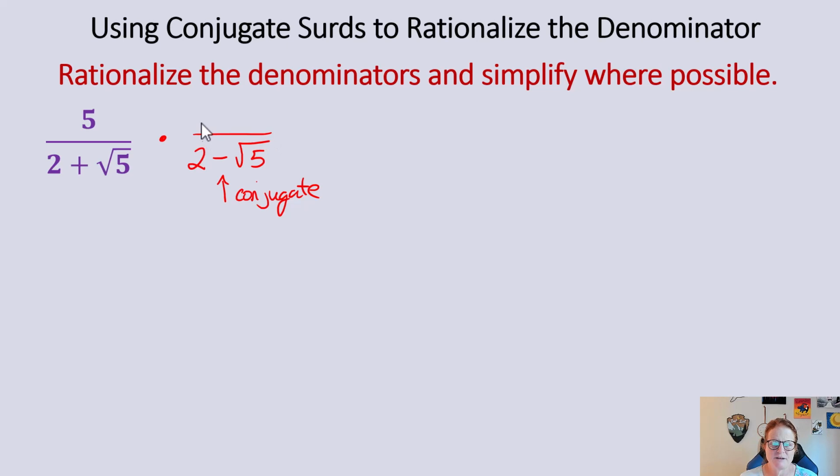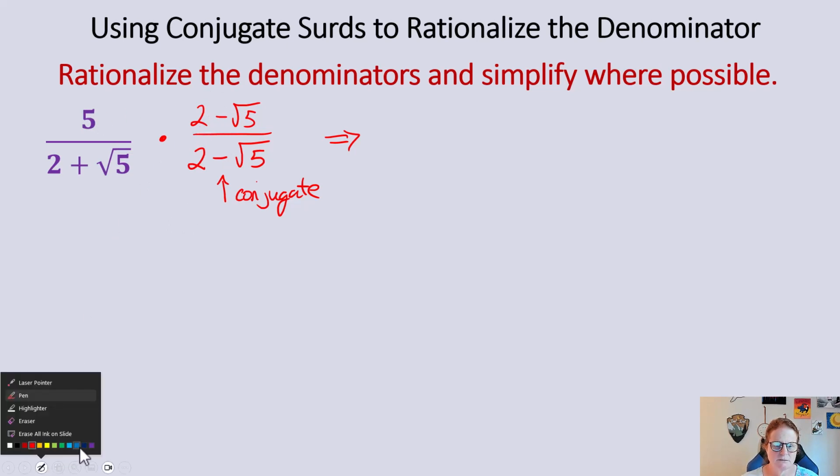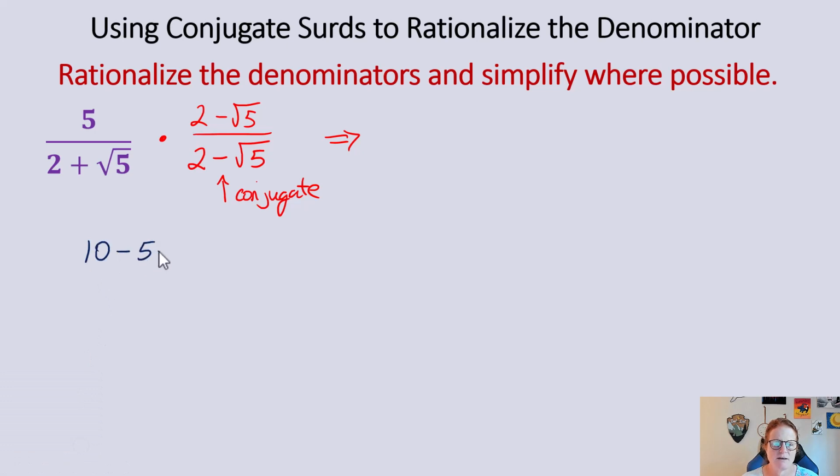But remember, I have to have it in a version of 1. So I have that. So now I'm going to go ahead and multiply. Yeah, you have to do FOIL. So my next step, I don't want to do that yet. So we have 2 minus square root of 5. So I have 5 times 2. So I'm going to get 10. So I'm going to have 10 minus 5 square root of 5.